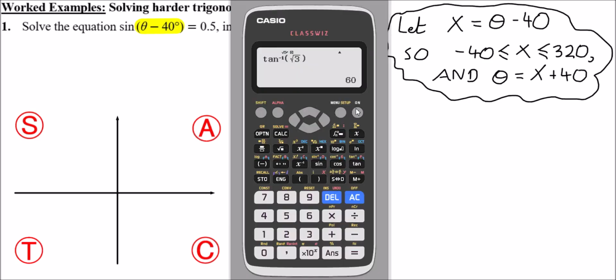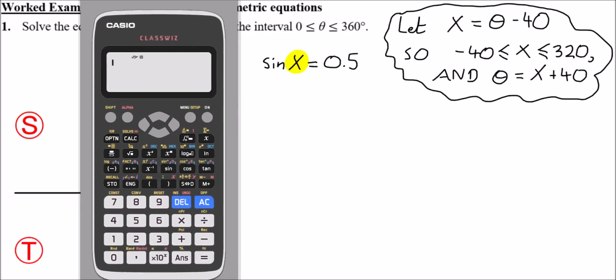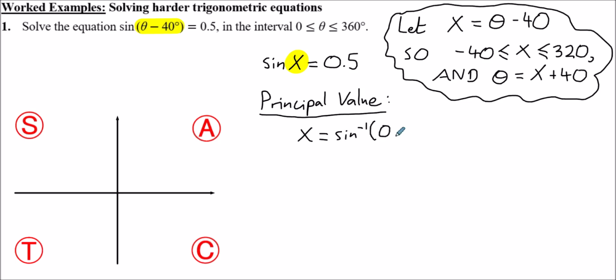So using the calculator to work out what big X needs to be, we can get the principal value by just pressing shift sine minus 1 of 0.5, and we get 30. So the principal value, like I've just done there, x equals sine minus 1 of 0.5, and we got 30 degrees.